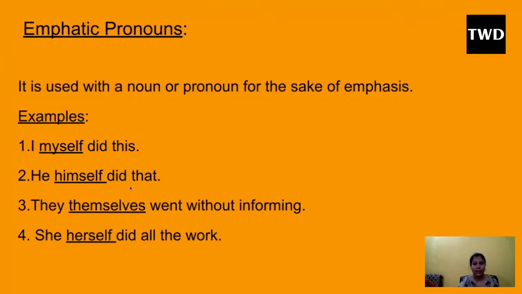He himself did that. He himself bought the car. He himself, that means he only has invested in the car. He only has invested all the money to buy the car. He himself had bought the car. They themselves went without informing. They did not inform anybody. She herself did all the work. So all the work was completed by her herself.